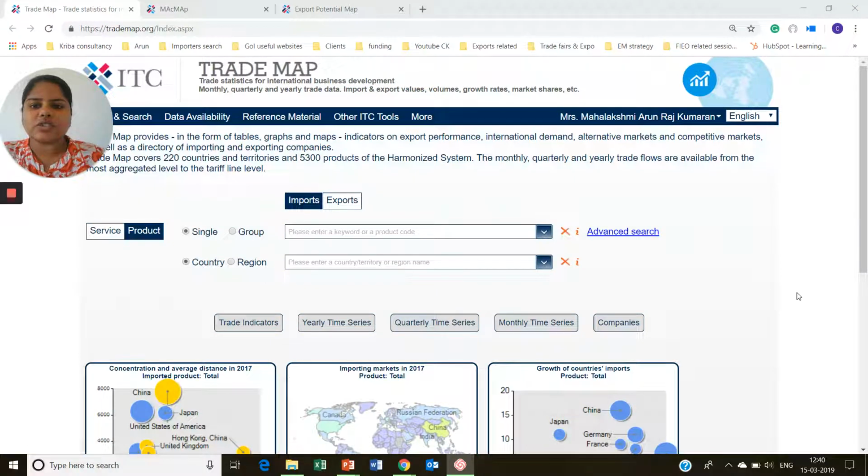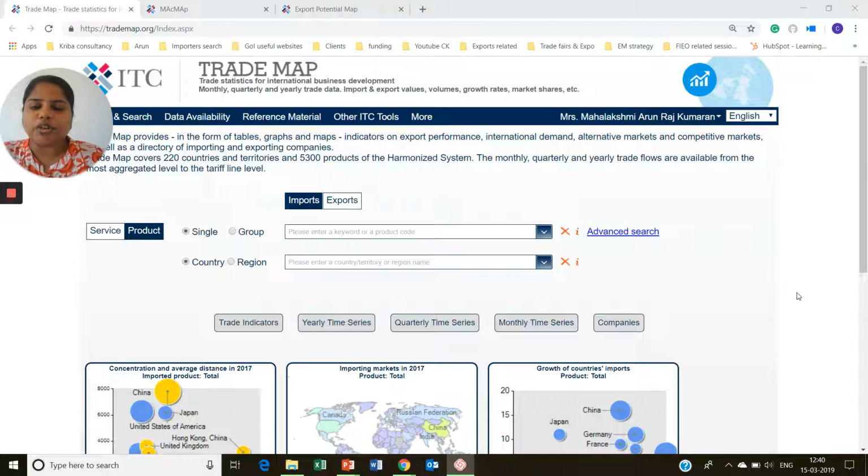Market analysis tools session. These analysis tools will help you to identify the most potential market, or will help you to identify the product if you are struggling at a startup stage as to which product to choose for your export business. Today I'm going to cover three important tools.